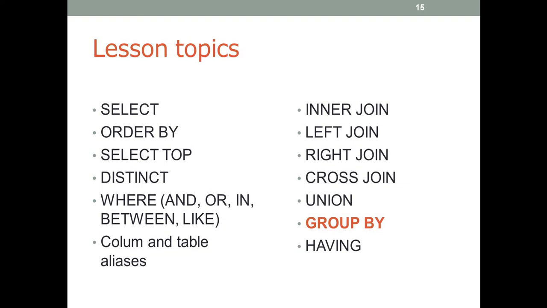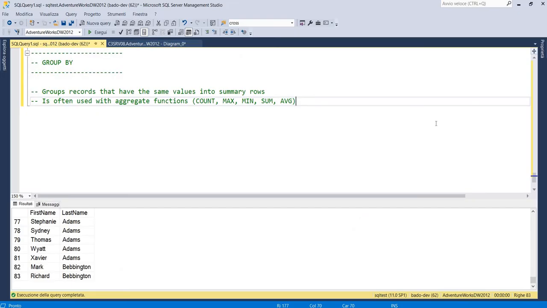Let's see the next topic, the group by command, and here we will learn the most common aggregation functions. The group by command groups records that have the same value into summary rows. It is often used with aggregate functions, for example count, which counts records; max, which obtains the max value in a specific field; min, which obtains the min value in a specific field; sum, which allows us to sum the data in a numeric field; and average, which allows us to obtain the average for a specific field.